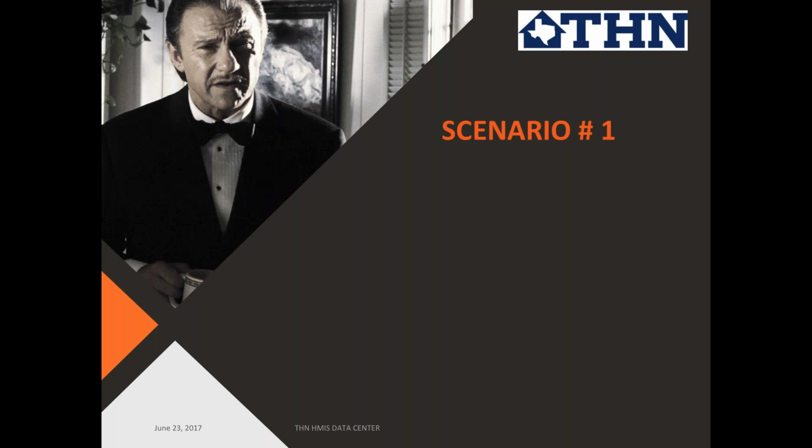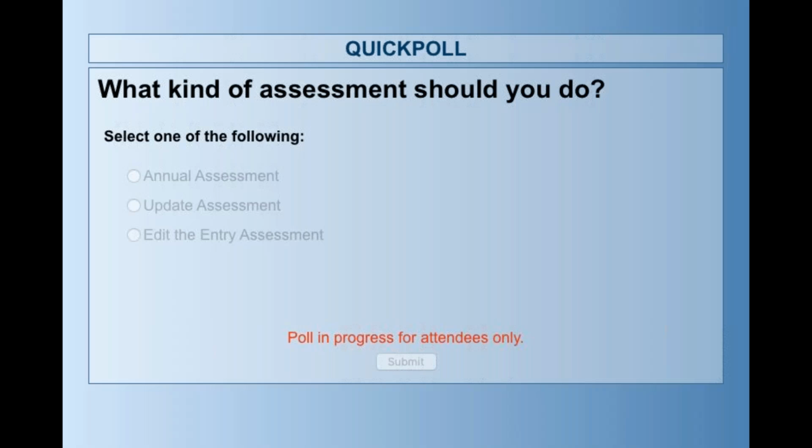Here's my first scenario for you. A client who was not receiving any benefits on the date of the project entry begins receiving Medicaid during the program stay. What do you do? Let's see if you can help me here. What kind of assessment am I going to do here? Here, I'll give you a chance to answer that.